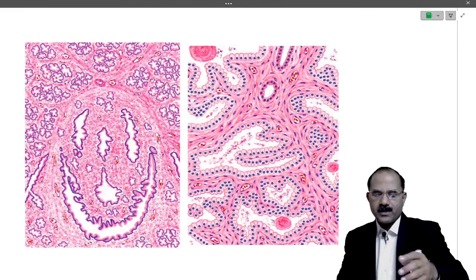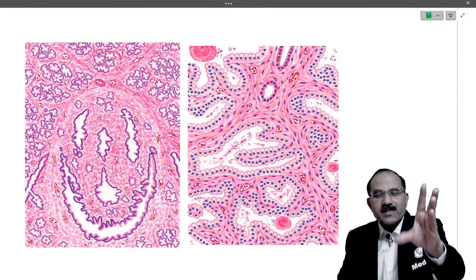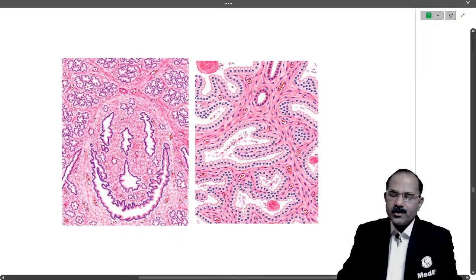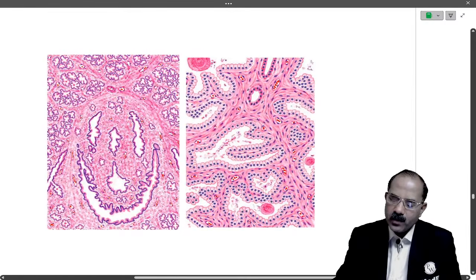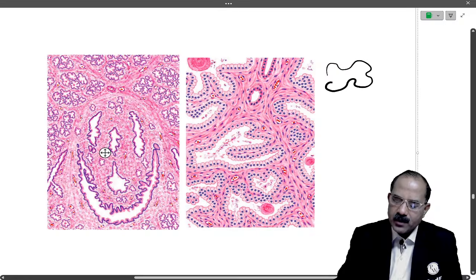Yeah, that's prostate. How do you know this is prostate? Prostate is one difficult slide to identify. But how do you identify it as prostate? What are these glands? Look, these are the prostatic glands, and the glands are typically like this.